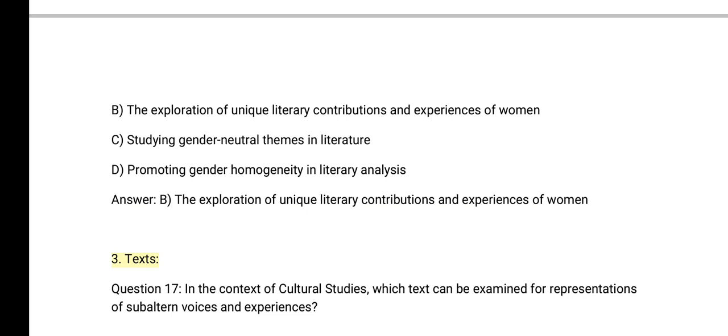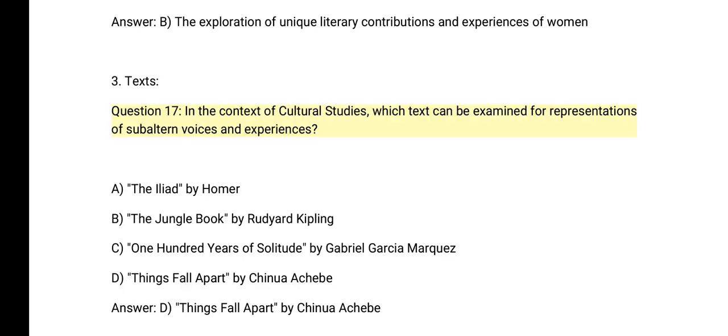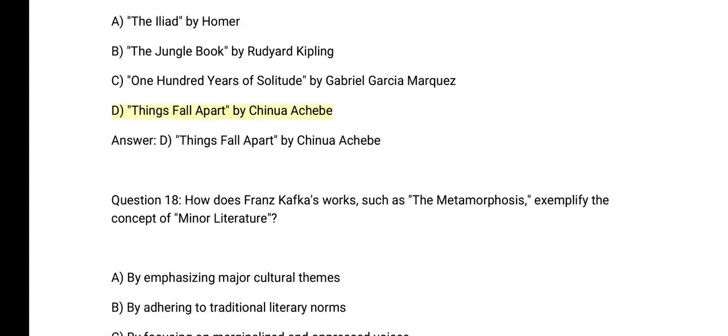3. Texts. Question 17. In the context of cultural studies, which text can be examined for representations of subaltern voices and experiences? A. The Iliad, by Homer. B. The Jungle Book, by Rudyard Kipling. C. 100 Years of Solitude, by Gabriel Garcia Marquez. D. Things Fall Apart, by Chinua Achebe. Answer. D. Things Fall Apart, by Chinua Achebe.